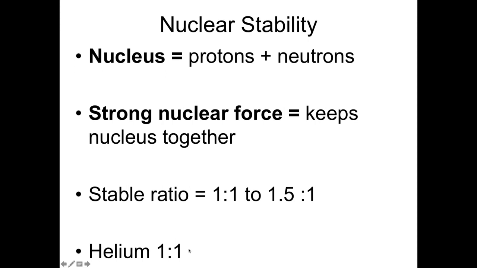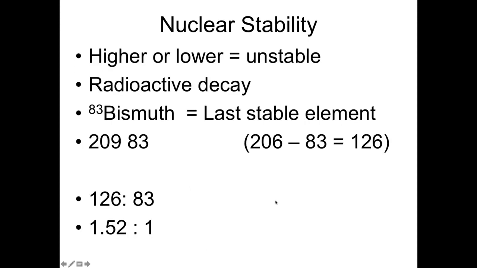So you can see here, helium has a ratio of 1:1. And I talked about higher or lower. Bismuth is the last stable element. Bismuth has an isotope with mass 206. What's going to happen is 206 minus 83 is 126. 126 divided by 83 gives us about 1.52 to 1, which is going to be stable.